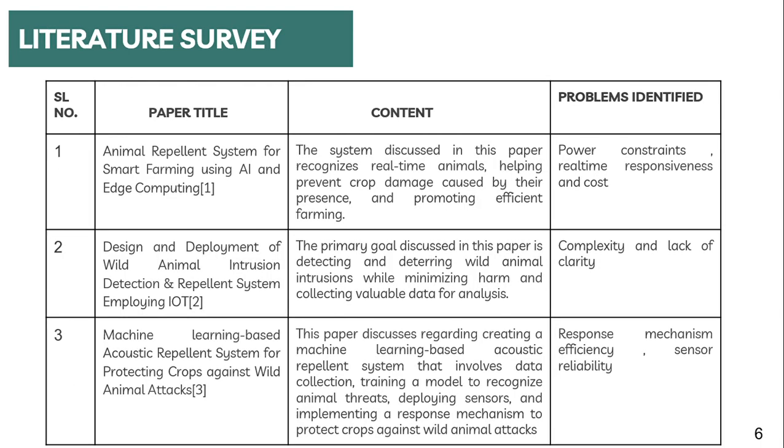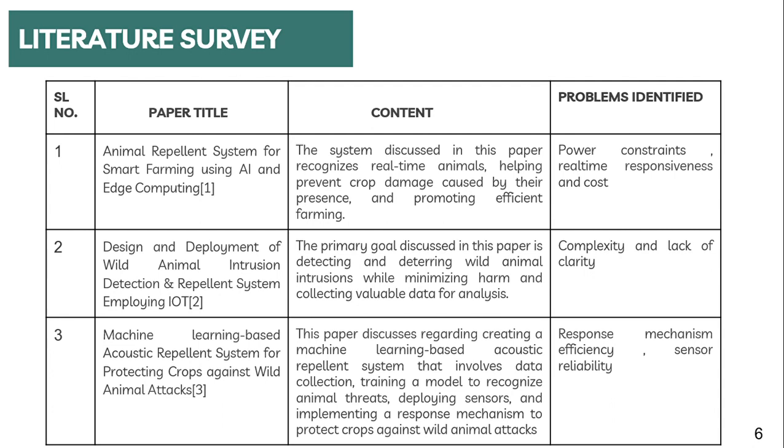Now this is our literature survey. We have conducted a literature survey using many papers, and we have identified five papers as our main papers for reference purposes. The first is an animal repellent system for smart farming using AI and its community. Basically, it uses identification of animals, surveying the area using AI, and deterring the animal. But there are problems with this. It has power constraint issues, real-time responsiveness issues, and cost issues.